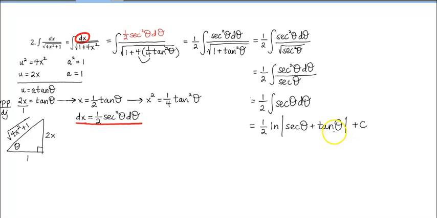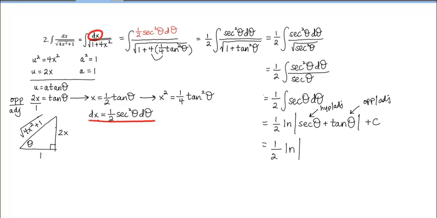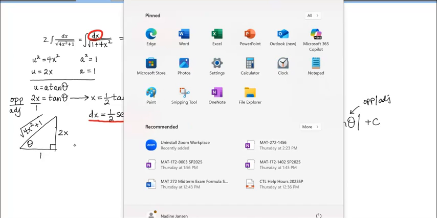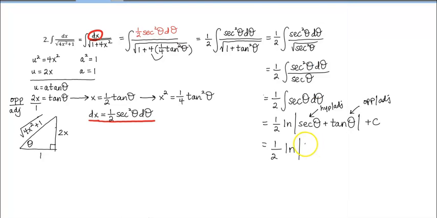We need to go back now and use the triangle to not write secant theta anymore and to not write tangent theta anymore. We have to remember that from SOHCAHTOA, secant is hypotenuse over adjacent and tangent is opposite over adjacent. So I'm going to go back to my triangle. It's important that you pick one of these angles to be theta because it determines where you place everything when you use SOHCAHTOA. If secant is hypotenuse over adjacent, then for secant theta, I have the square root of 4x squared plus 1 over the adjacent side of 1, so I don't have to write that denominator.